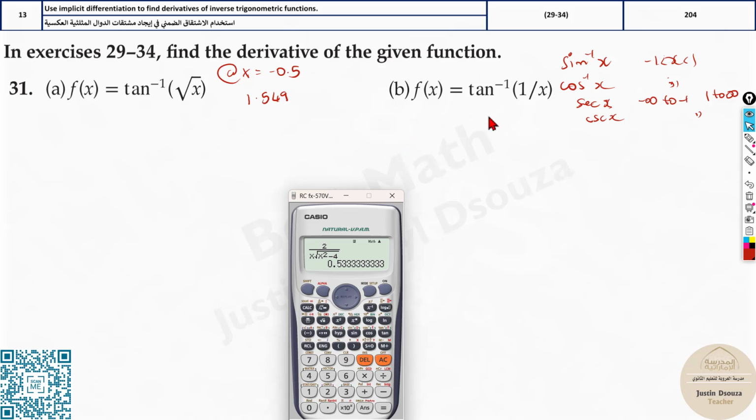And now if it's tan inverse, it's very easy. Let me do this: shift and dy by dx, tan inverse, again shift and tan inverse of square root x. Now here, close the bracket. If you don't close it, you will have an error. Now I'll just take any value. I'm just going to take 2. Okay, it's more than 1, but still you will have an answer.